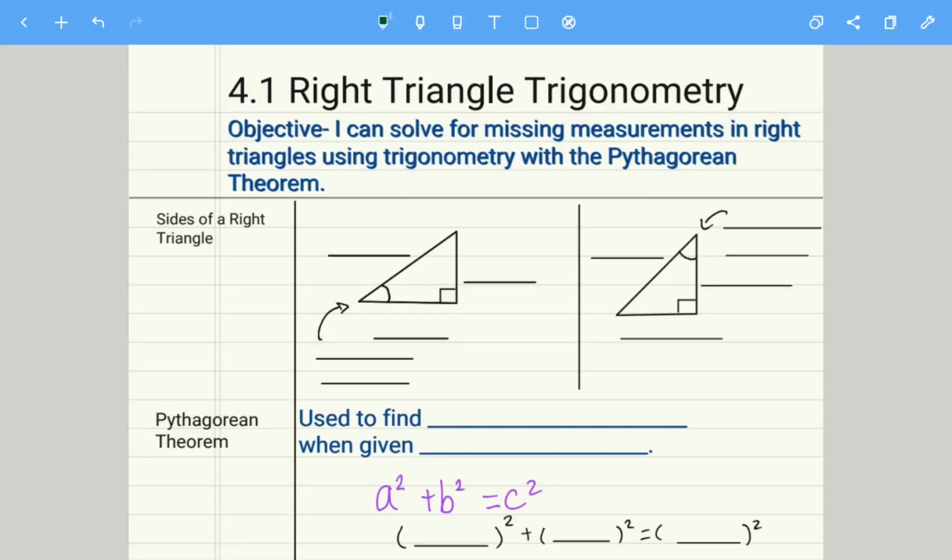Hello, this is Miss Goodwin, and today we are covering Objective 4.1, Right Triangle Trigonometry. So the objective is that we can solve for missing measurements in right triangles using trigonometry with the Pythagorean theorem.